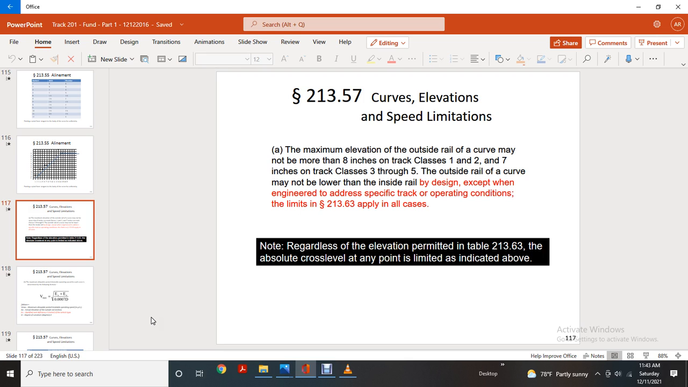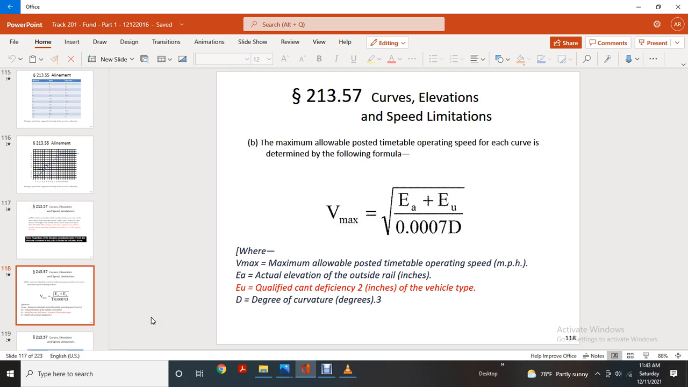Note, regardless of the elevation permitted by the table in 213.63, the absolute cross level at any point is limited as indicated above. The maximum allowable posted timetable operating speed for each curve is determined by the following formula: Vmax, the maximum allowable posted timetable operating speed in miles per hour, is equal to the square root of the actual elevation of the outside rail in inches plus the qualified cant deficiency for the vehicle type, divided by 0.0007 D, the degree of curvature.